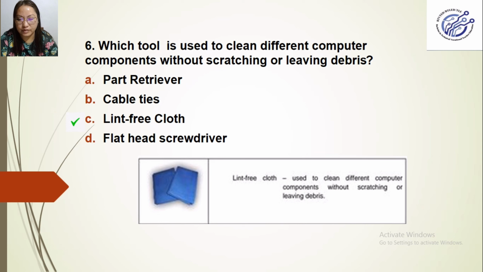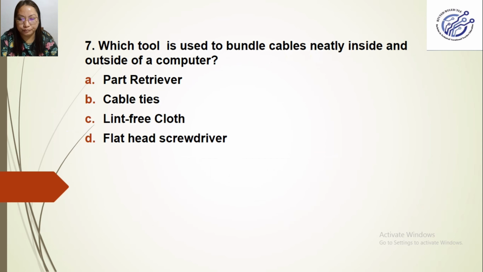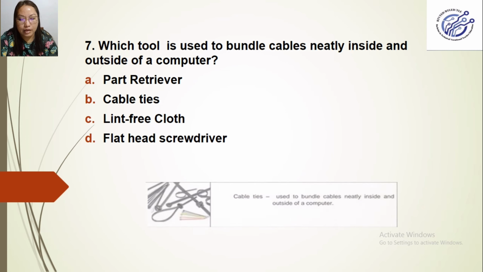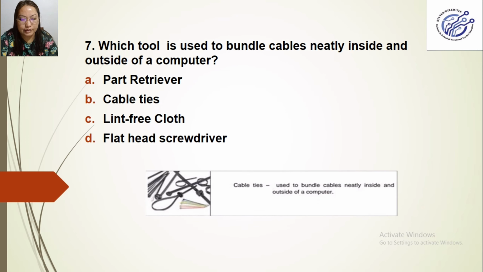So, yung ating number 6 is letter C. Number 7. Which tool is used to bundle cables neatly inside and outside of a computer? So, diretso din tayo sa answer nito. So, yung ating cable ties, ang ginagamit po natin na pang-bundle po natin para po mabundle po natin yung ating mga cables neatly inside and outside of our computer.